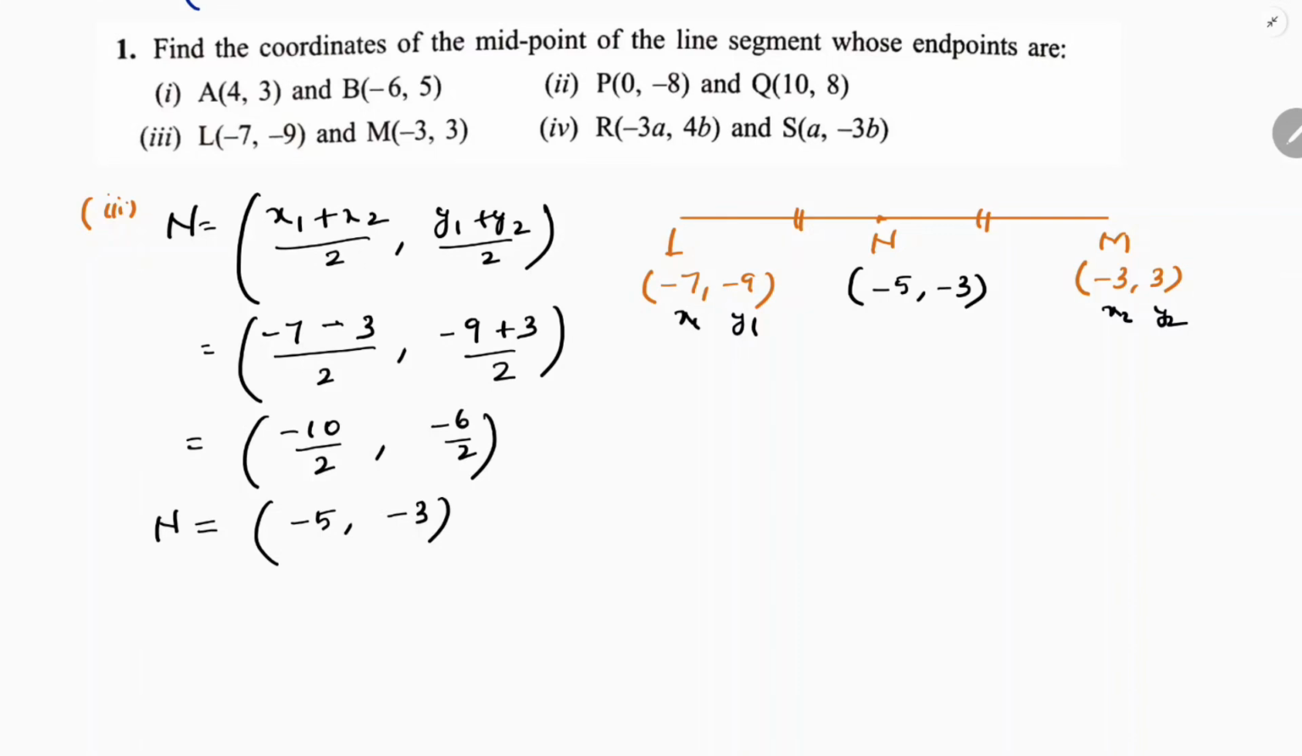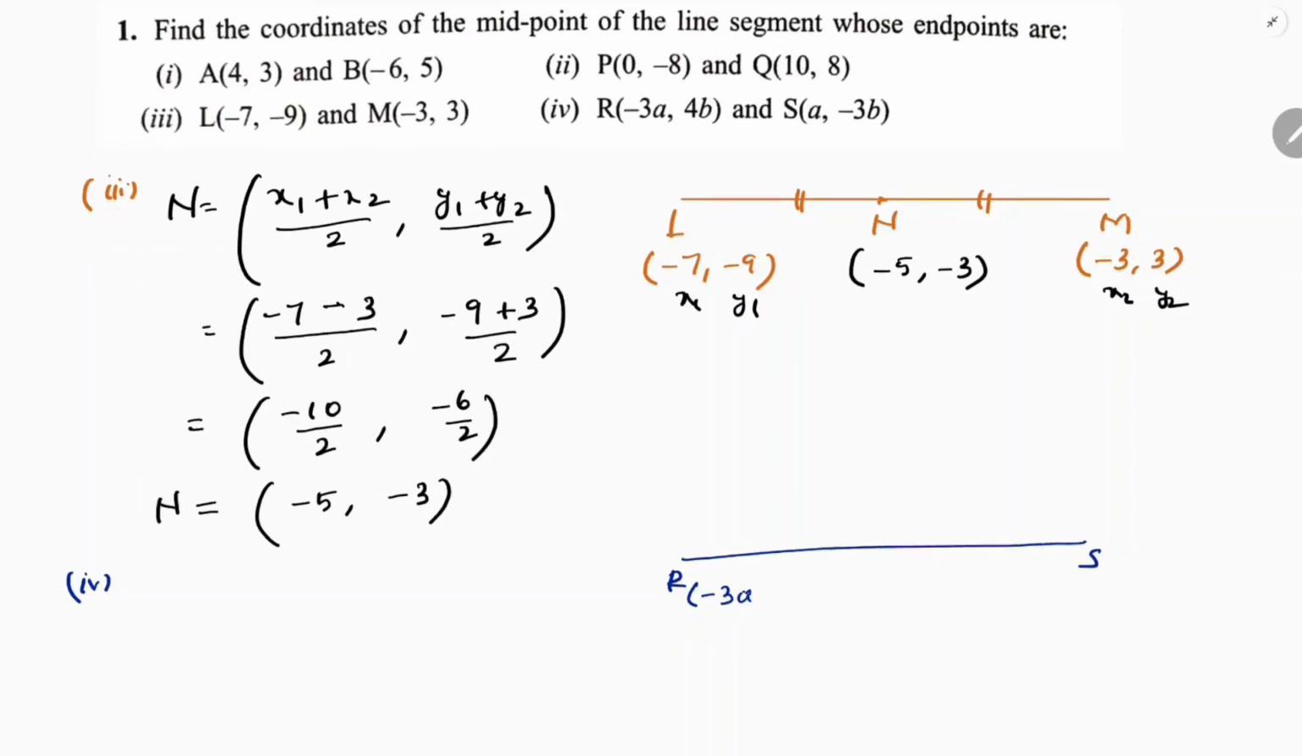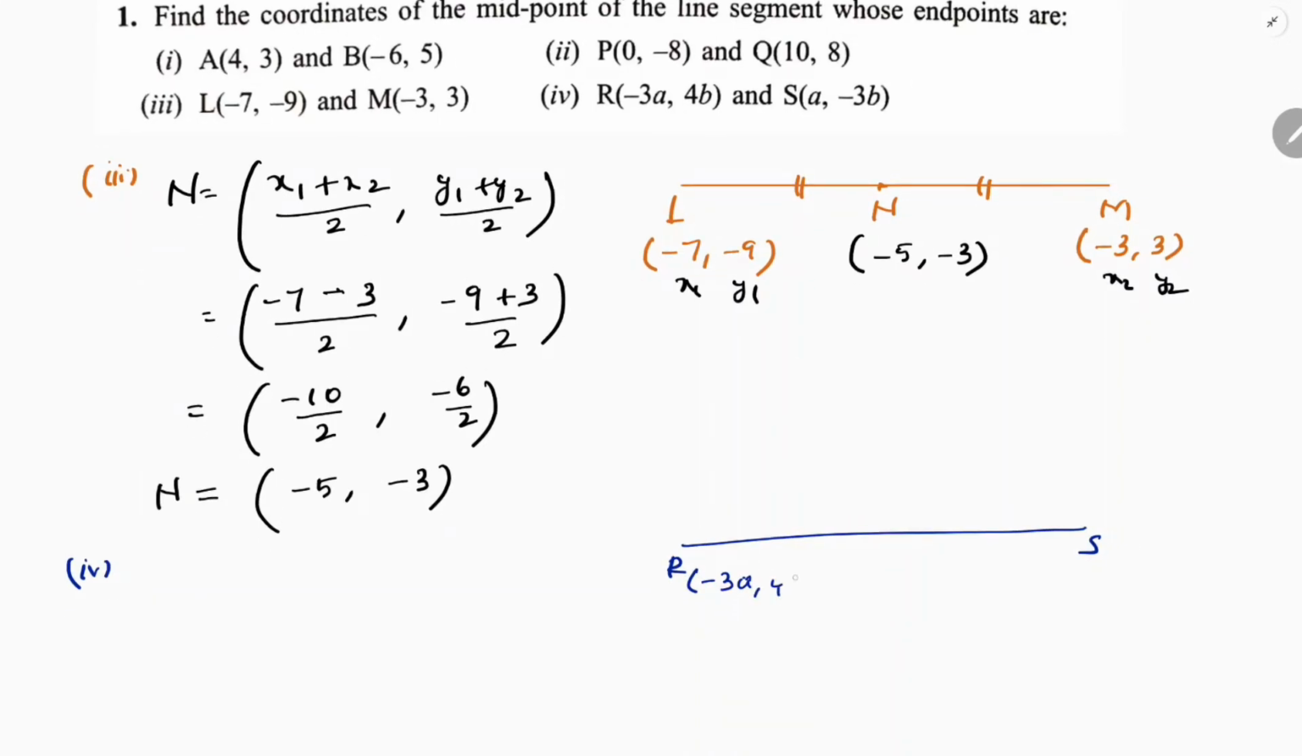Next one, the fourth question. R S. The R value is minus 3a comma 4b, and the S value is a comma minus 3b, and you can name the midpoint T. You can name anything as the midpoint. So here I need to find T.